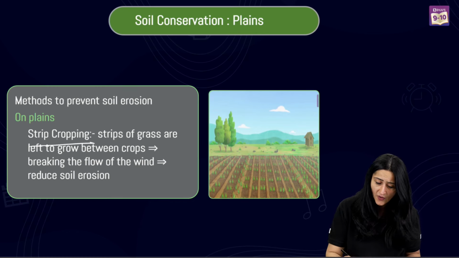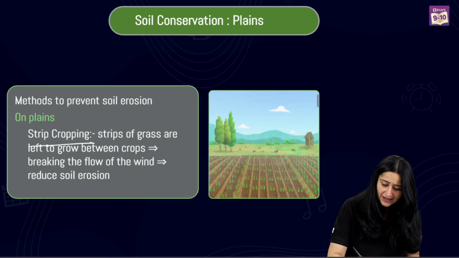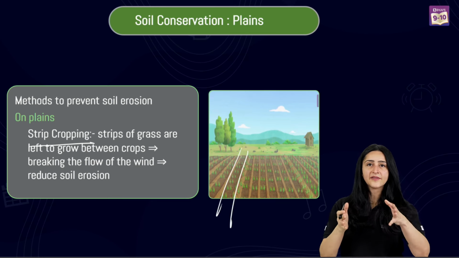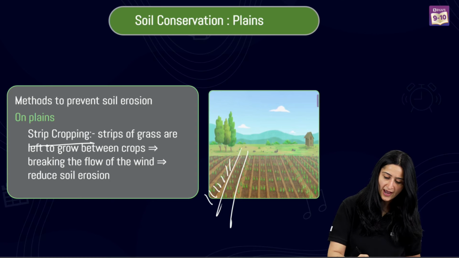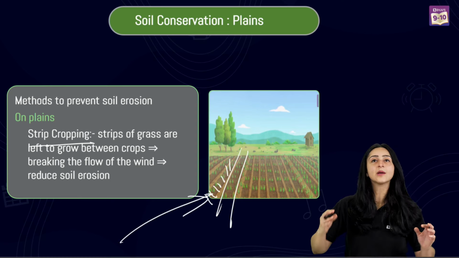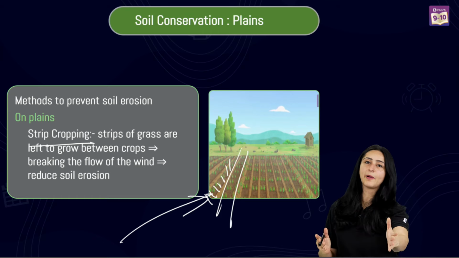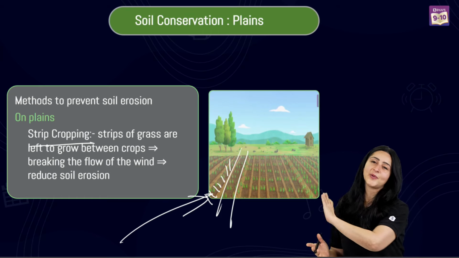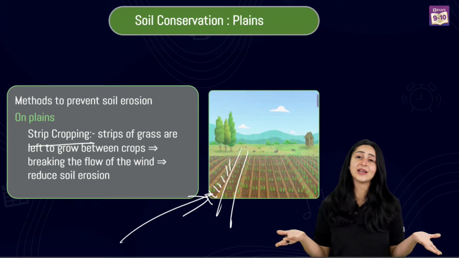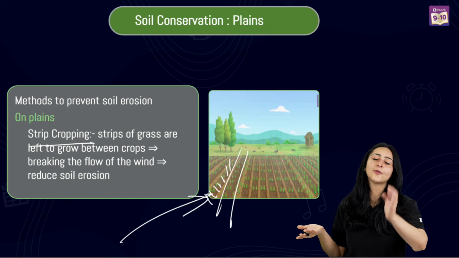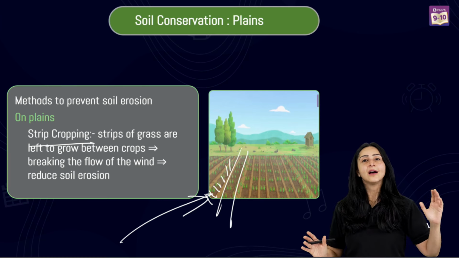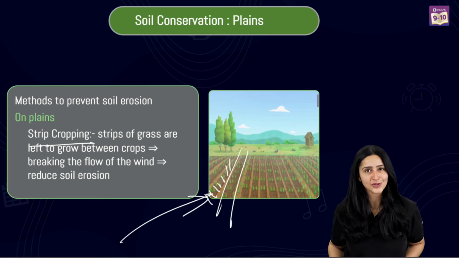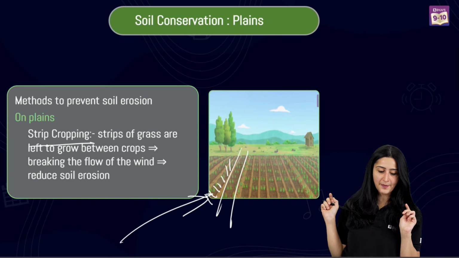You're basically growing strips of grass around your cultivated area. So what happens over here is you have grass growing, and then the wind comes, but the wind is getting blocked by this grass, so it cannot take away as much soil as it can. So again, in this case also, you're trying to block the flow of the wind as much as possible, so we reduce the chances of soil erosion, right? This is what strip cropping is.